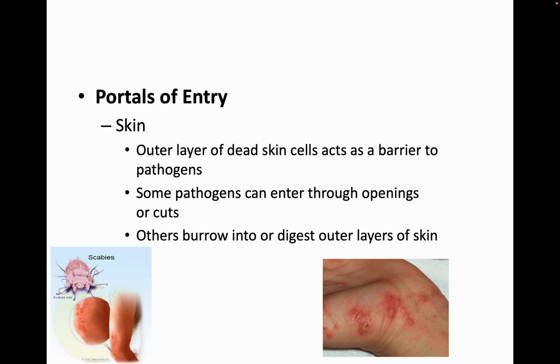So for the skin, outer layers of dead skin cells act as a barrier to pathogens. We also have our own natural microbiota that helps prevent pathogens by competitive exclusion. However, some pathogens can enter through openings or cuts. Others burrow into or digest the outer layers of skin, like the scabies might.